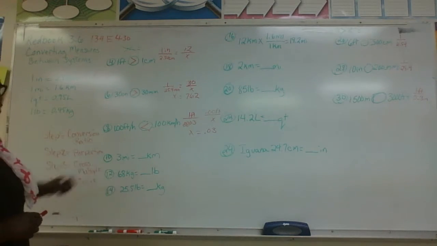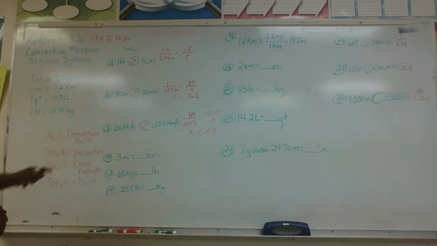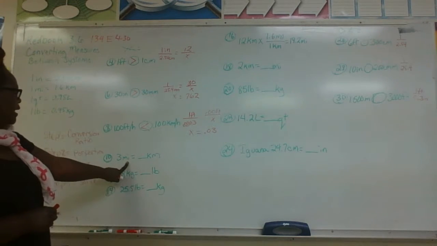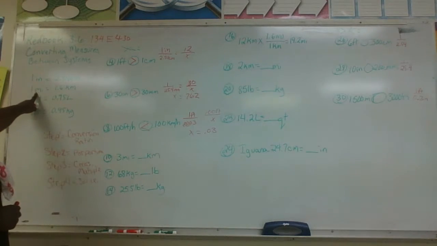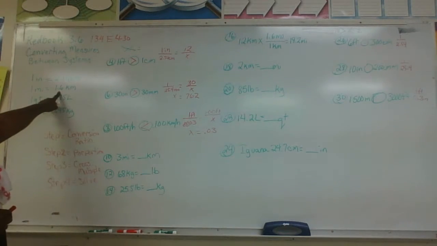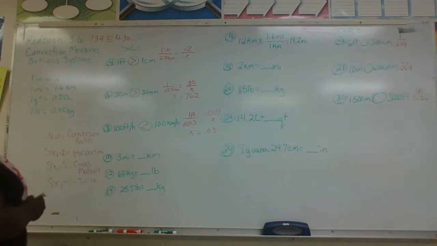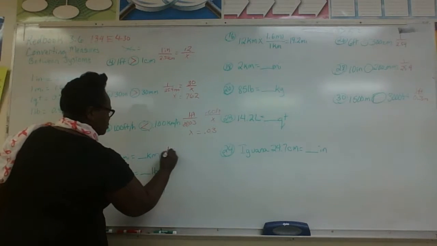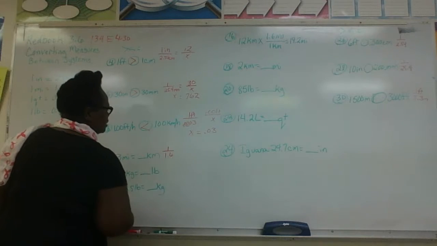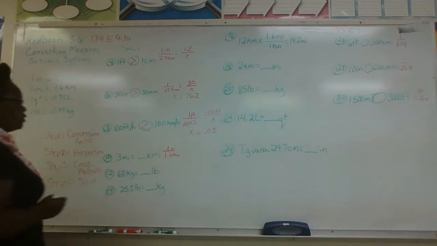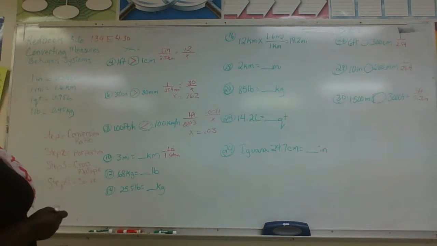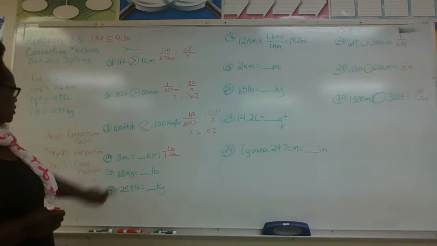So let's take a look at number 10. First of all, we need to get our conversion from miles to kilometers. We established that 1 mile is equivalent to 1.6 kilometers. So 1 mile, 1.6 kilometers. That's our conversion ratio. Now let's set up our proportion.